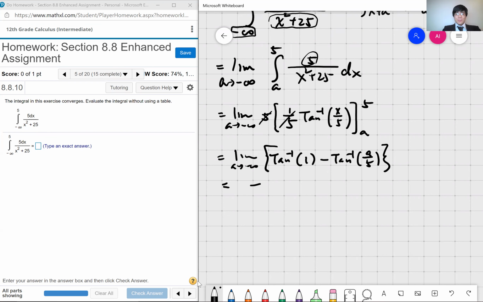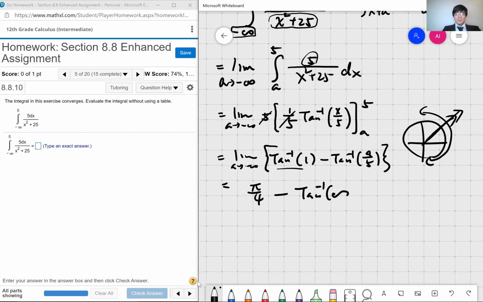So the tangent becomes 1 at pi over 4 radians, inverse tangent of 1 is pi over 4. And plugging in negative infinity here, the tangent becomes negative infinity at negative pi over 2. So the limit is like this. So the answer is 3 pi over 4.